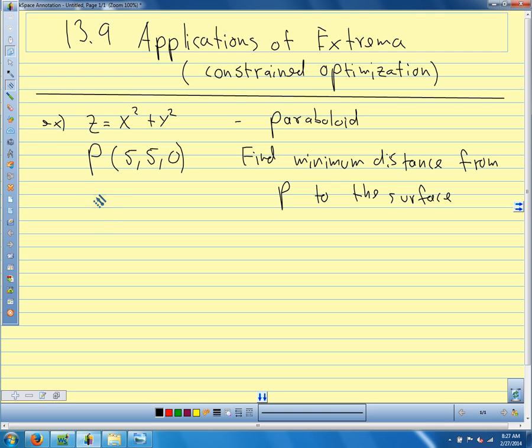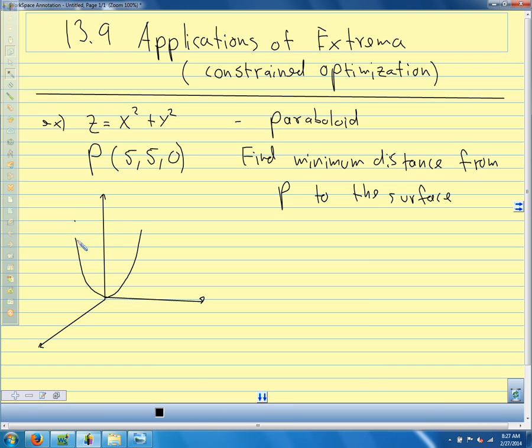So this paraboloid, just a quick sketch here. We have a paraboloid on the z-axis. So here's our paraboloid, and we have a point here, (5, 5, 0). And we want to minimize this distance. There's some point on this paraboloid that's going to minimize the distance from the point to the paraboloid. All right, so we're minimizing the distance.